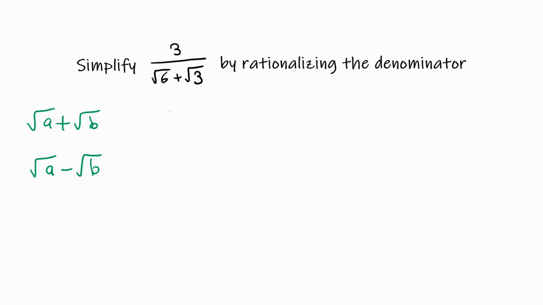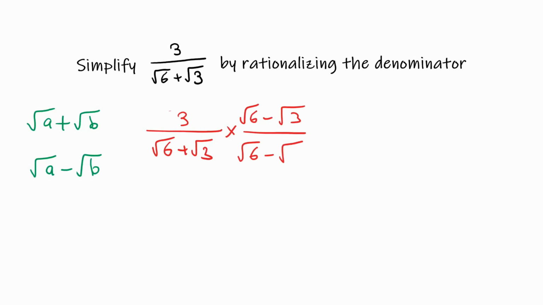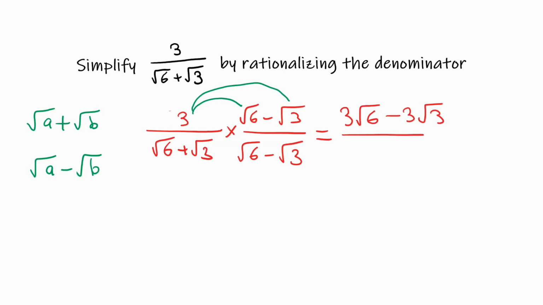So in this example, if we apply it to this, we're going to write it as it is. And we're going to multiply both sides by the conjugate of this, so just changing up the sign, minus root 3. So root 6 minus root 3. So if we start from the top, 3 times root 6 is 3 root 6 minus 3 times root 3 is basically 3 root 3 over.